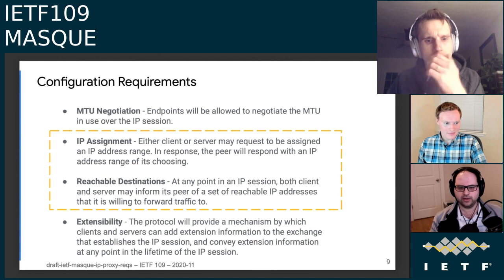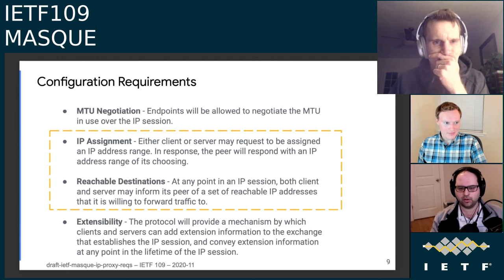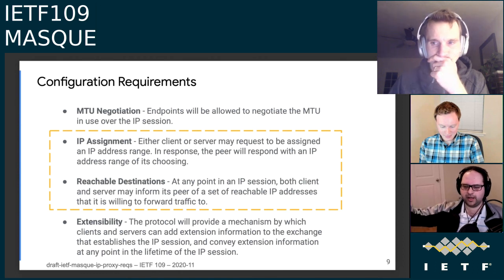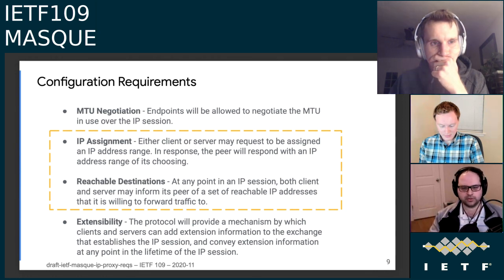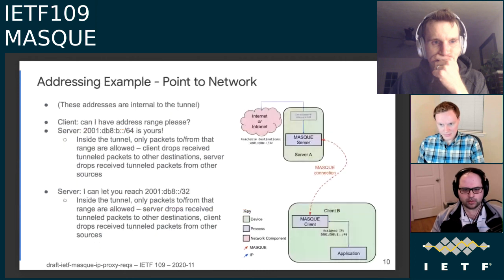So we have opportunistically chosen to instead call these reachable destinations. A reachable destination here is the client or the server going and saying, hey, I can make these following IP addresses reachable to you over this capability. So why don't we go through the next slide example real quick, which I think will be of interest to Miria because it is sort of the point-to-network, classic VPN example.